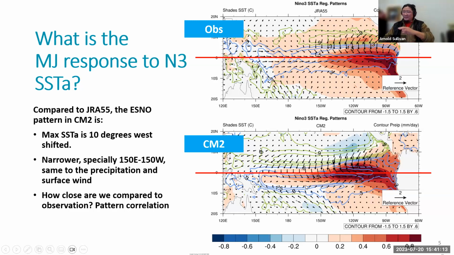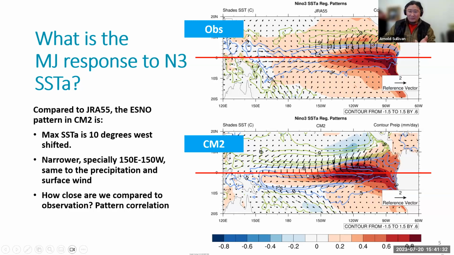So from here, the majority, they say, in CM2 at the Niño 3 region, we have a sort of similar pattern to the observation, but not exactly, because in the Central Pacific region we have a big difference.